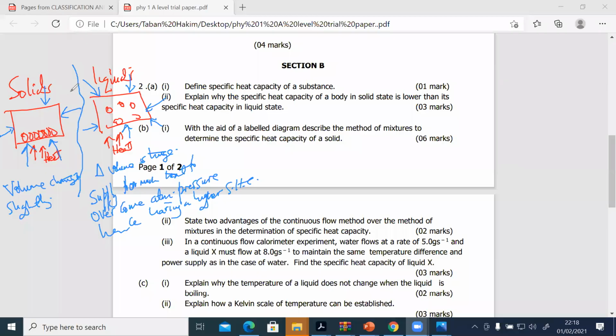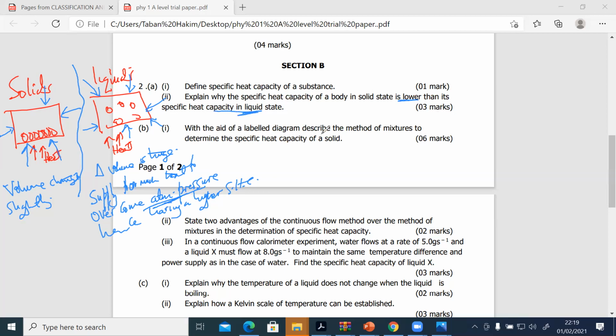So if the volume increases, the molecules will simply be getting further and further apart, meaning that the heat will have to travel through a longer distance to reach the other molecule. Which means, therefore, that we have to apply more heat in order to overcome the atmospheric pressure exerting on the liquids. And that's why the specific capacity of a solid is always lower and that of a liquid is always higher.